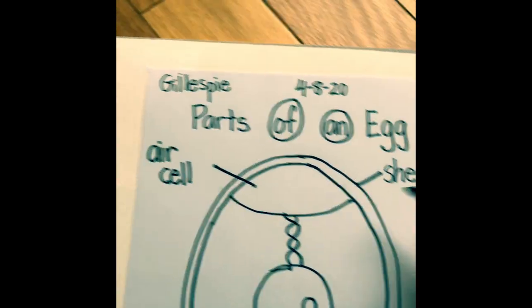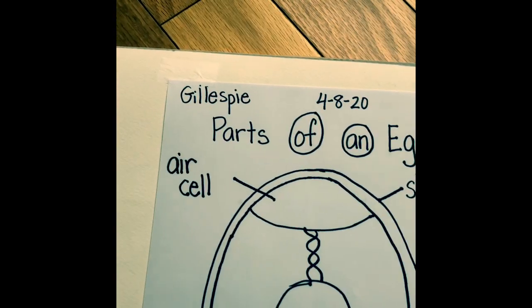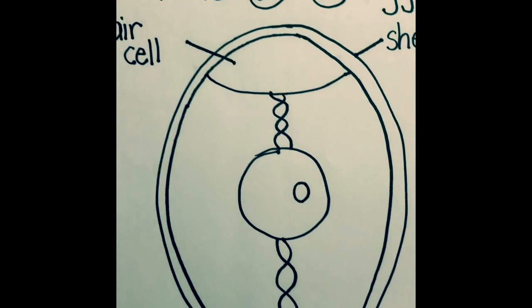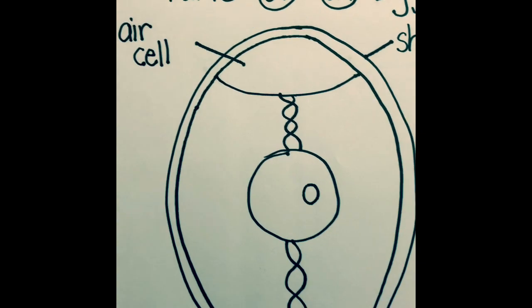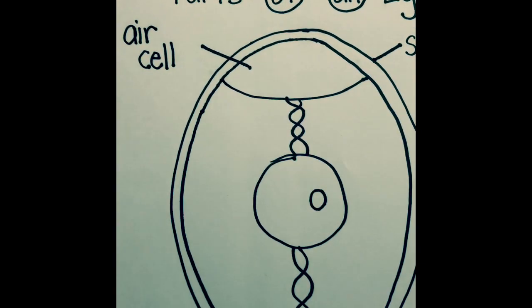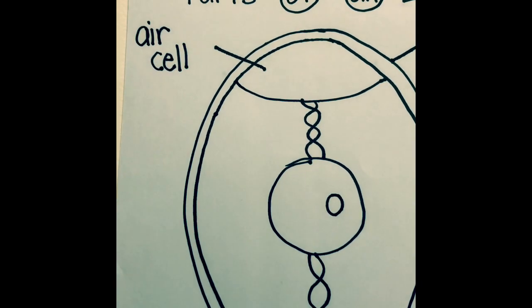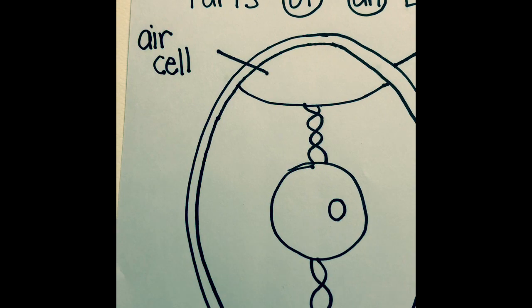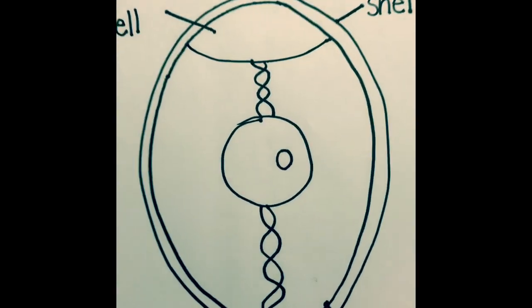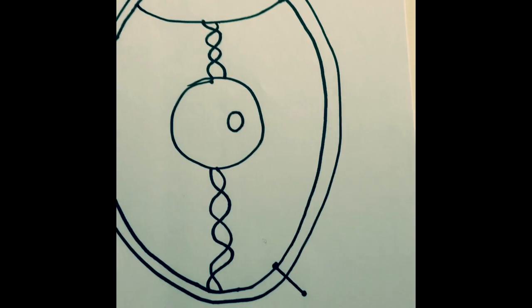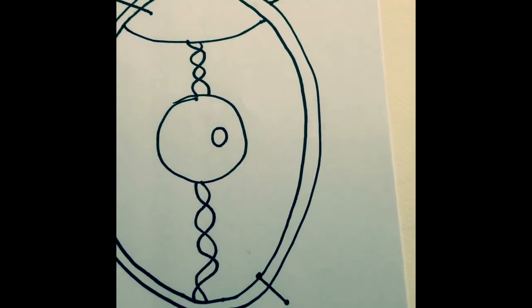Now we want to write the membrane. And the membrane of an egg is this line inside the big oval. So I'm going to make a little dot on that line, and we're going to pull a line out, and here we're going to write membrane. So membrane's a big word. We can chunk it.